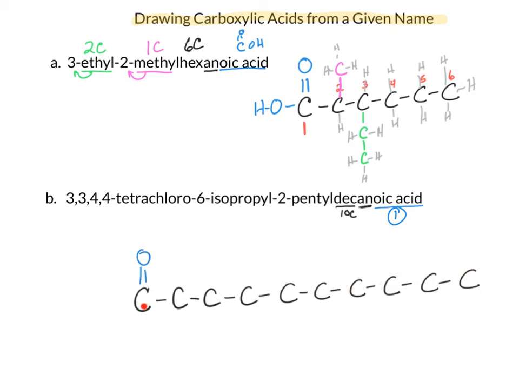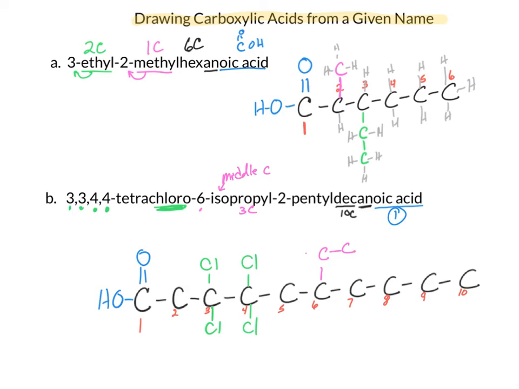Now we're going to put in all the other groups that we see here. So I'm going to go in order because I like to not forget which ones I'm doing. So on carbon 3, I'm going to put a chlorine. On 3 again, I'm going to put another chlorine. On 4, I'm going to put another chlorine. On 4, I'm going to put another chlorine group. Then we go to carbon number 6. We're going to put in isopropyl. Remember, propyl means 3 carbons. Iso means that it is attached to the middle of those 3 carbons. So a bond should go from carbon 6 to the middle of the 3 carbons in the isopropyl group.